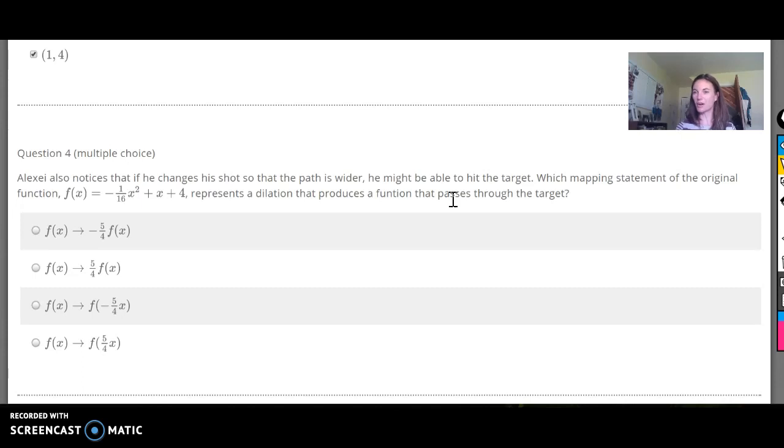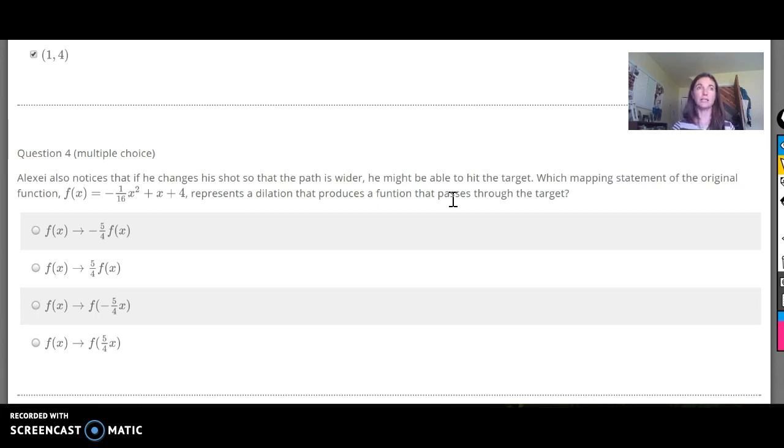Okay, for number 4, I just want to give you a heads up that the wording here is a little off. So it says, Alexei notices that if he changes his shot so that the path is wider, he might be able to hit the target. Which mapping statement of the original function represents a dilation that produces a function that passes through the target? The dilation given here, or which mapping statement, is not actually wider.